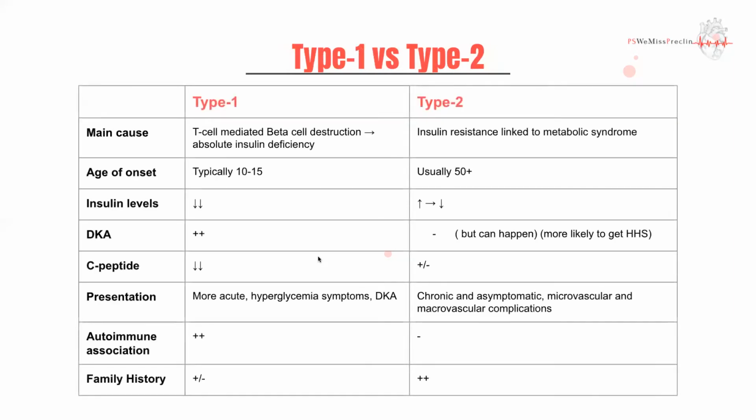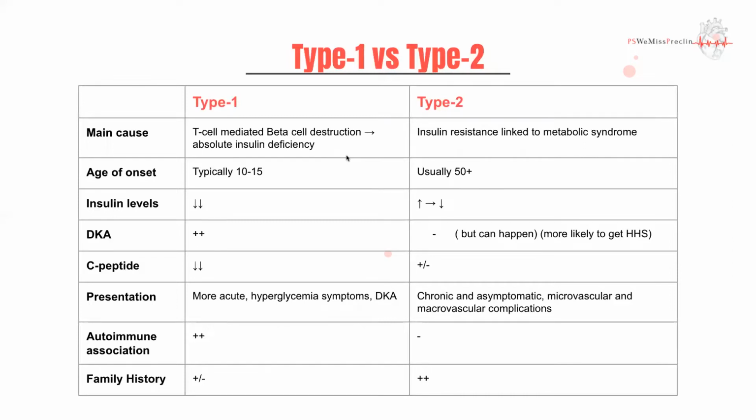So here's a table which is summarizing the key differences between type 1 and type 2, and you absolutely need to know this. So we talked about what the main cause is, and in terms of age of onset, type 1 is going to be earlier than type 2. The insulin levels are low in type 1, makes sense, but in type 2, you can see a fluctuation.